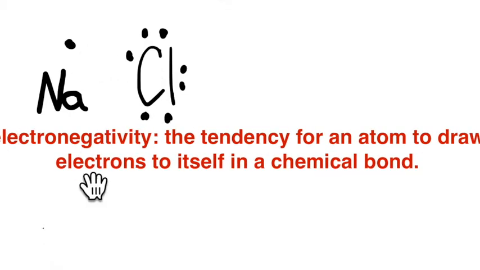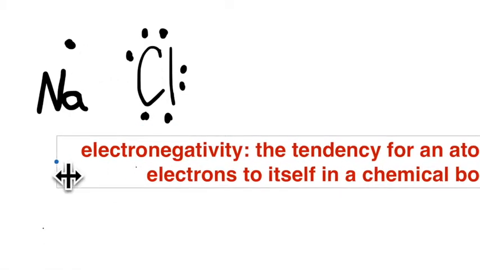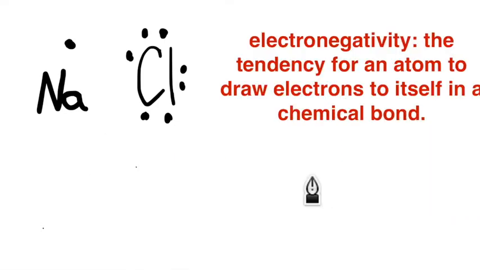Now, chlorine wants to draw electrons to itself. Chlorine is greedy. So it's going to transfer that electron, it's going to take it, it's going to snatch it, it's going to draw it to itself. Chlorine has 7, but it wants to have 8. That's the octet rule.